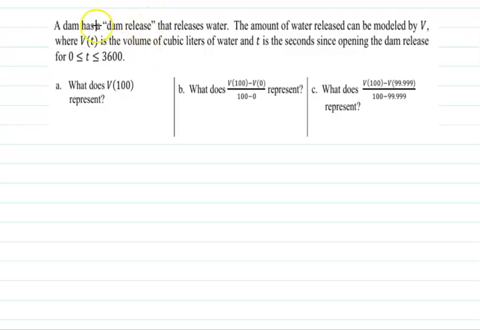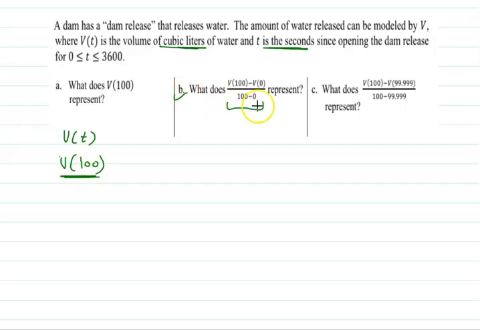Here is the next similar example. A dam has a dam release that releases water. The amount of water released can be modeled by V, where V of t is the volume in cubic liters of water and t is the seconds since opening the dam release. So t is the time represented in seconds and V is the volume of water in cubic liters. First part says, what does V of 100 represent? We know that V of t represents the volume of water after t seconds. So when it says V of 100, that means the volume of water released from the dam after 100 seconds.